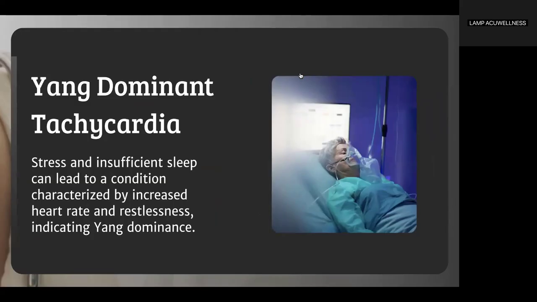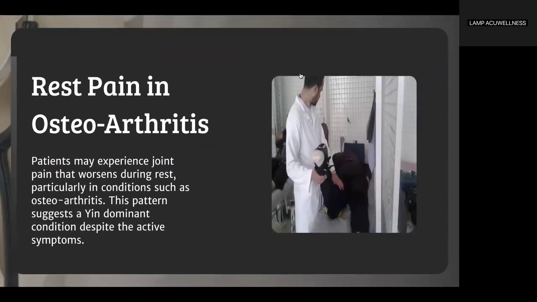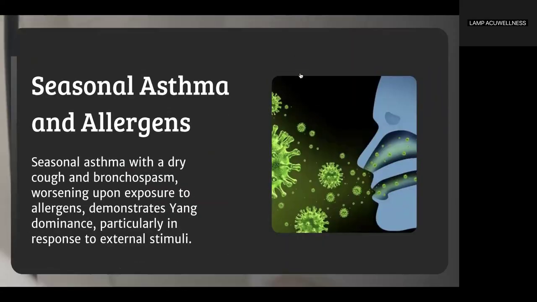Case studies, yang-dominant conditions. Stress and insufficient sleep can lead to a condition characterized by increased heart rate and restlessness, indicating yang dominance. Patients may experience joint pain that worsens during rest, particularly in conditions such as osteoarthritis. This pattern suggests a yin-dominant condition despite the active symptoms.